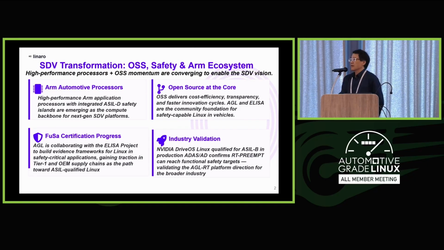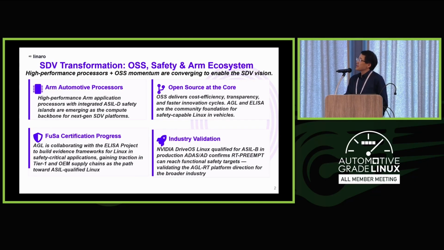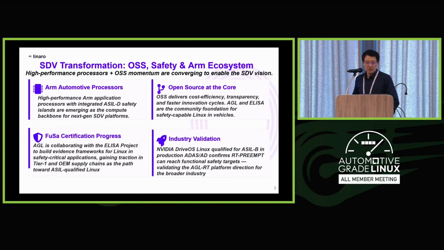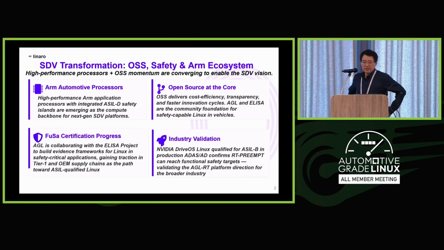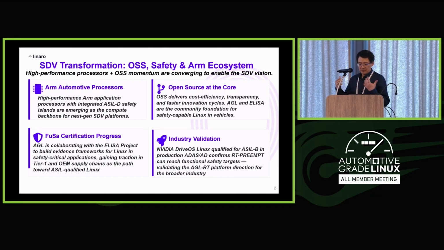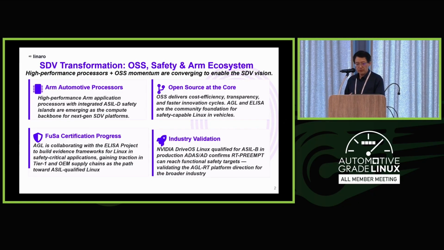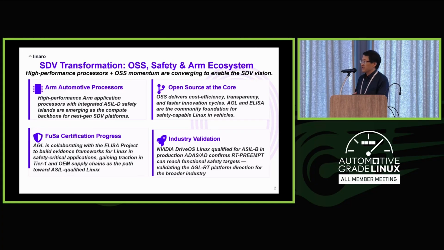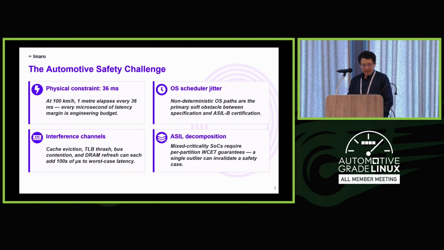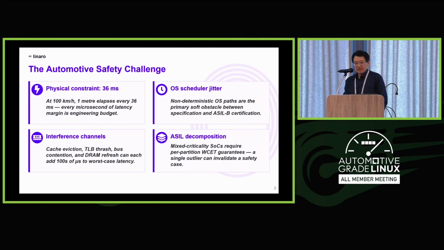For the first few pages, I essentially set up a little bit of context, in terms of why we want to do this. Because open source has become a viable alternative to microkernel based safety OS. So this is a little bit of context.